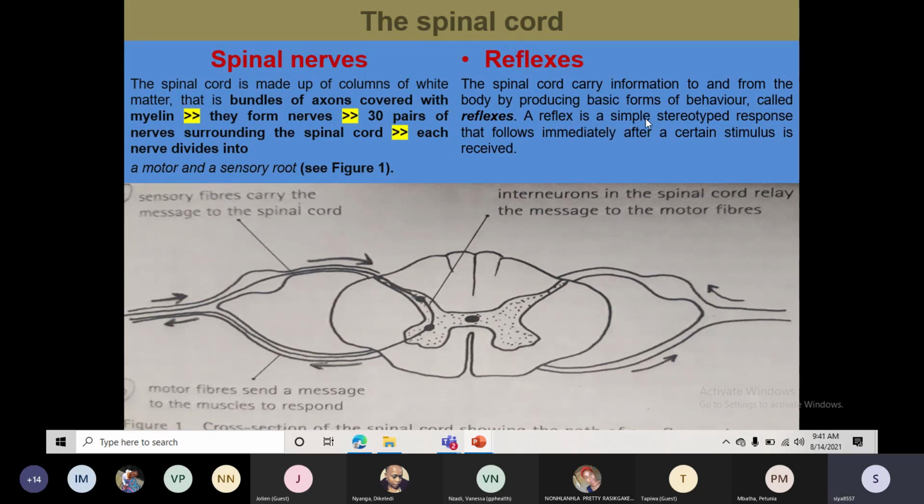A reflex is a simple stereotyped response that follows immediately after a certain stimulus. You have received a certain stimulus. An electric shock moves quick, straight to your brain in seconds. You touch the plug, then there's an electric shock, you leave it automatically. Because you have learned that this is electricity, you have learned that you cannot touch acid, you cannot touch boiling water. You learn through the process. So our movement will become reflexive. You don't need someone to tell you that hot water will burn you. As soon as you touch, you remove your hands. So that action is reflexive.